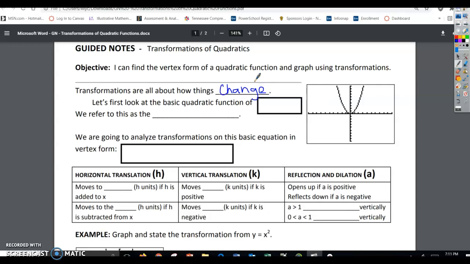Alright, so they may be a shift, they may be a dilation, they may be a reflection, but it's all about how they change. Alright, let's look at the basic quadratic function. So we looked at this before, and that's going to be ax squared plus bx plus c. We refer to this as standard form.